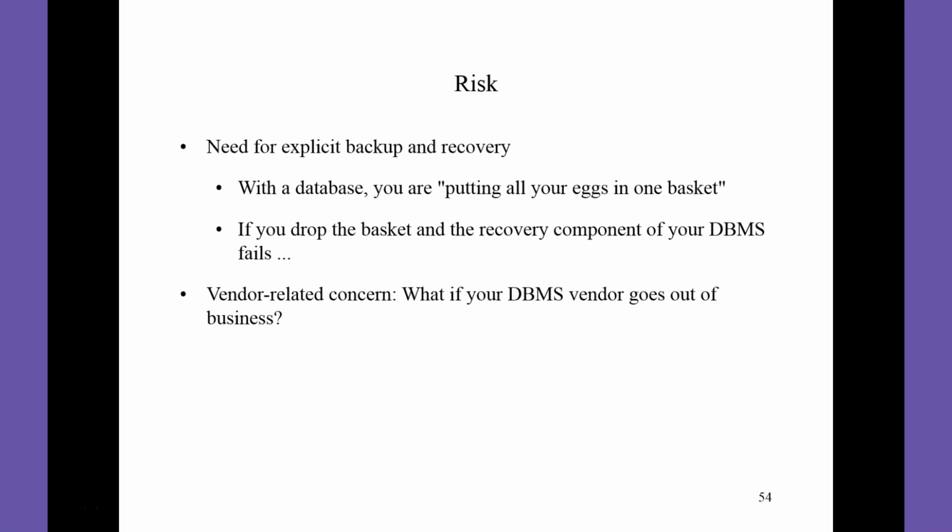As far as risk is concerned, well, there will definitely be a need for backup and recovery. We've effectively put all of our data in one place. It's like putting all your eggs in one basket. And if you drop the basket, well, that's not too good. So what happens is we do need to be assured of the recovery capabilities of the DBMS. And also, we have to be sure that we're comfortable and competent in using that technology for backup and recovery. Also a concern of the vendor that you chose for the DBMS.